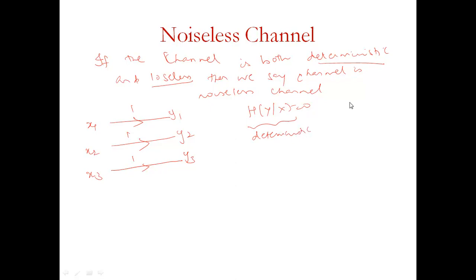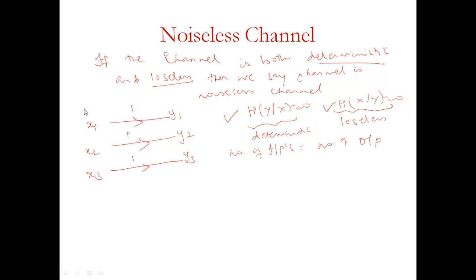Whenever we say lossless, H(X|Y) will be equal to 0 for lossless. Therefore, whenever we say noiseless channel, this condition should also obey. It means that the number of inputs should be equal to the number of outputs, and always the probability of the transmission will be equal to 1.